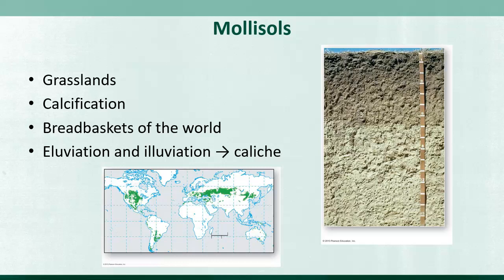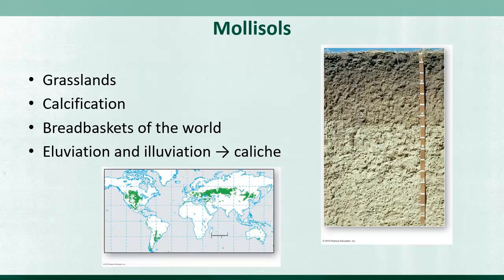The mollisols are the best soils in the world. They are dominated by calcification. Calcification takes place essentially when all the good material is brought up through relatively large soil moisture deficits in the summer. So instead of getting itself washed away, it gets trapped.